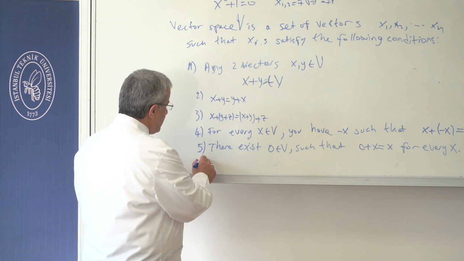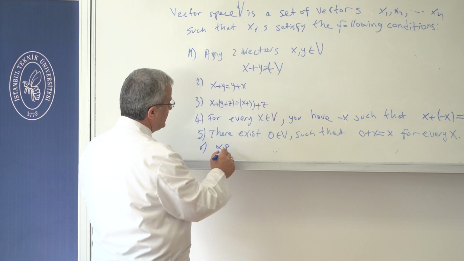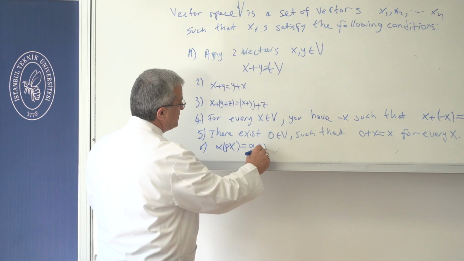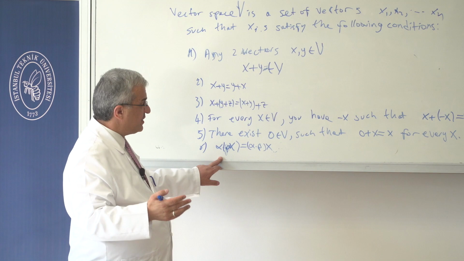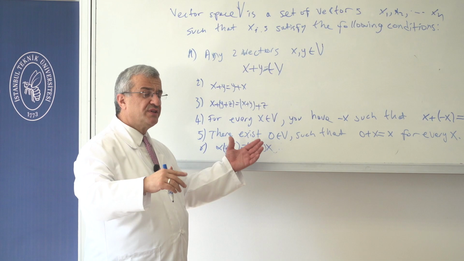There are other properties, like alpha beta times x is equal to alpha times beta times x, meaning you can multiply a vector by a scalar and multiply the result by another scalar, or you can first multiply those two scalars and multiply the vector altogether. They will give you the same result. Okay?